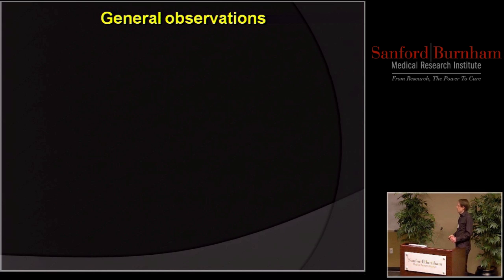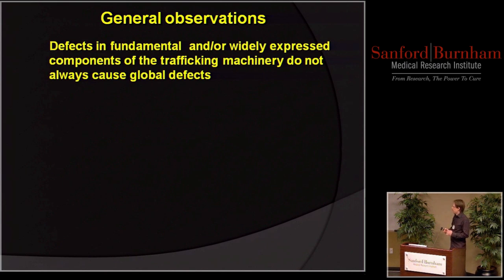Now, from studying diseases that are caused by mutations in components of the trafficking machinery, there is one surprising observation. The membrane trafficking process is essential for cell function. If you don't get your proteins to where they are needed, your cell will not be healthy, will not actually survive. But from the study of these diseases, we have found that defects in these components do not always lead to a global phenotype, but can be very tissue specific.